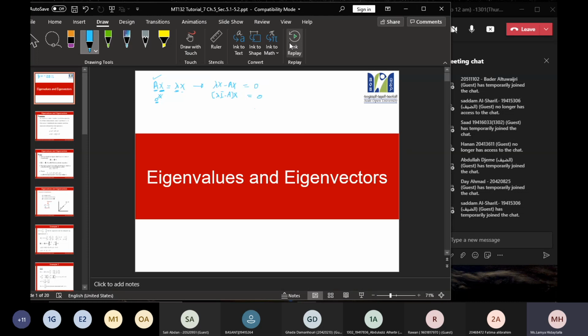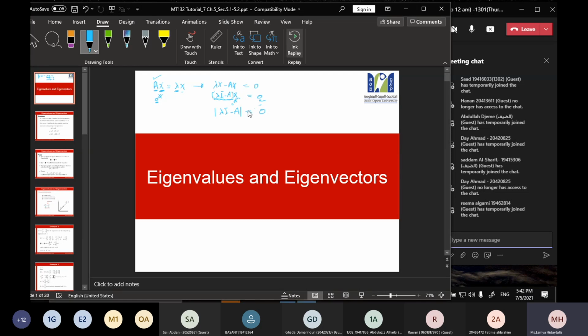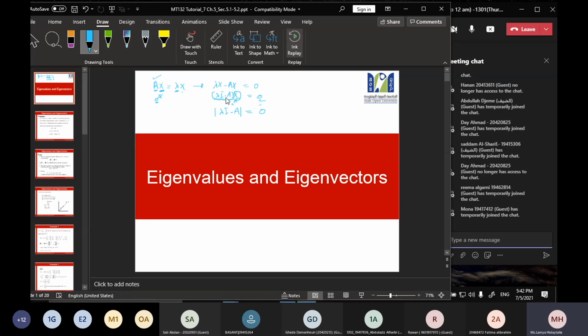And since we knew that x is not equal to zero, this matrix is not zero. Taking the determinant for both sides, you will find that the determinant of lambda I minus A should equal zero. When you take the determinant of both sides, since this vector is not zero, this part should equal zero. So we have lambda I minus A, and its determinant should equal zero.